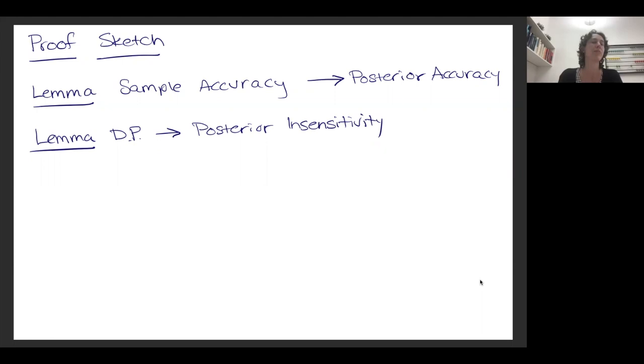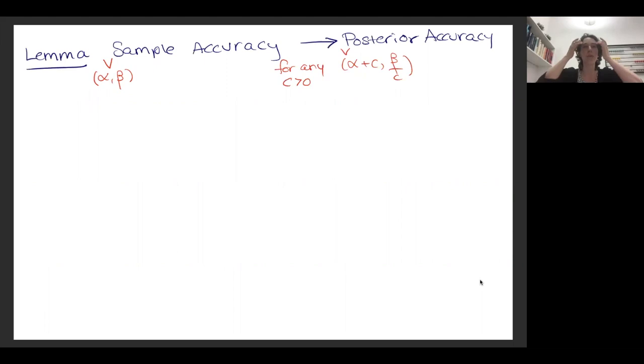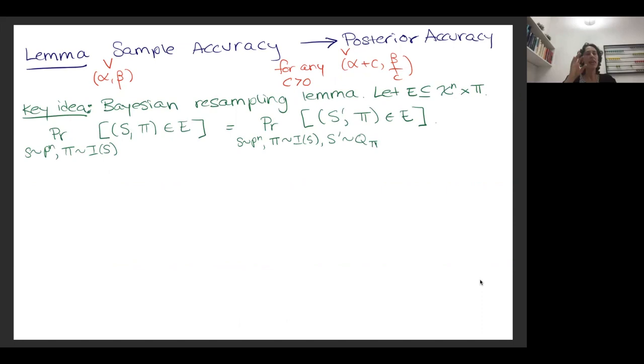I won't go into full detail for them, but hopefully that'll at least give you some intuition for what's going on here. So for the first one, sample accuracy implies posterior accuracy. What's going on here? The key idea behind this lemma is a Bayesian resampling lemma. I distinctly remember the place where I was standing on a street corner in Berkeley when Aaron Roth first mentioned this idea to me, because I was just blown away by this. So what's the idea here?